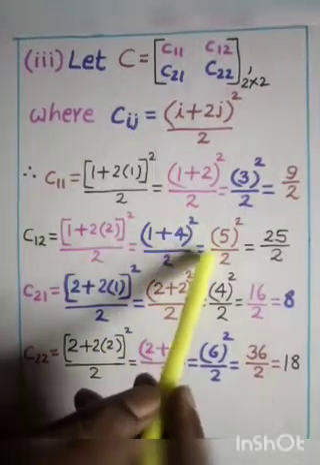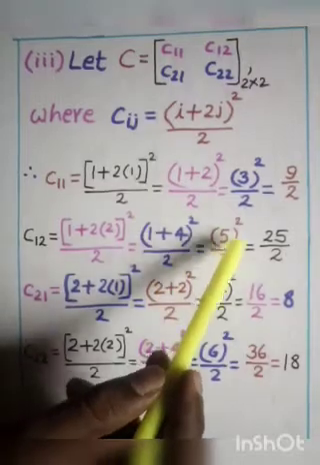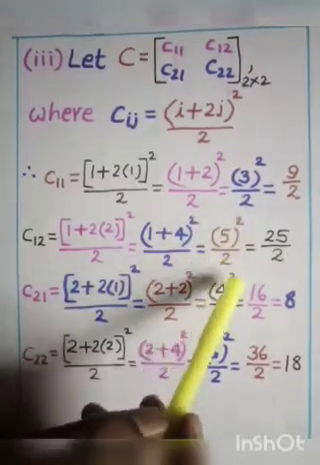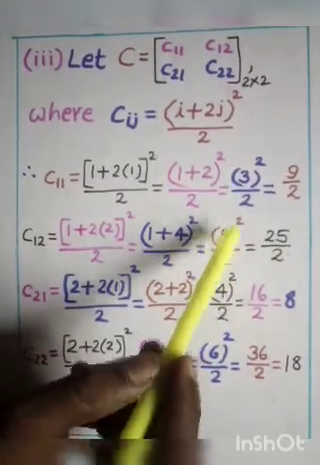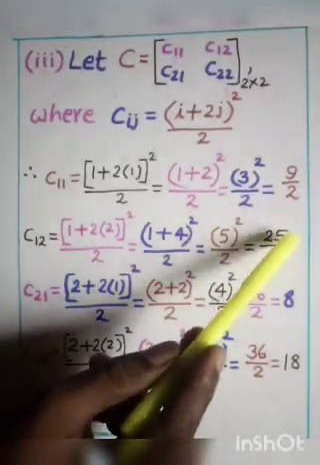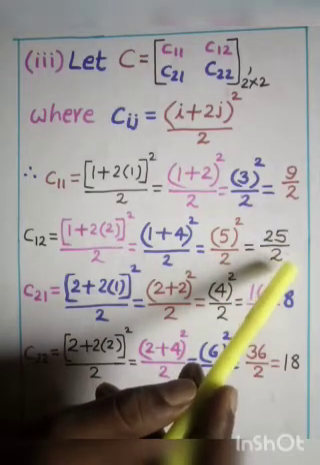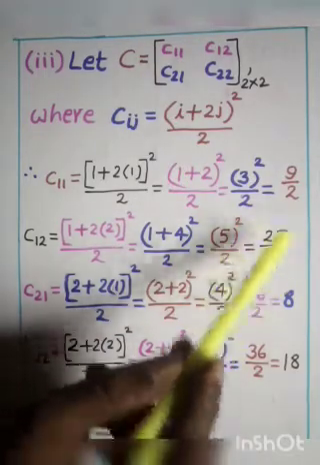Right. That is equal to, in this bracket, what do you get the value? 1 plus 4, 5. So 5 whole square by 2. In the numerator, 5 square is there. What is the value of 5 square? 25. So I wrote 25 in the numerator, and I am writing 2 as it is in the denominator. Understood this step, my dear children?